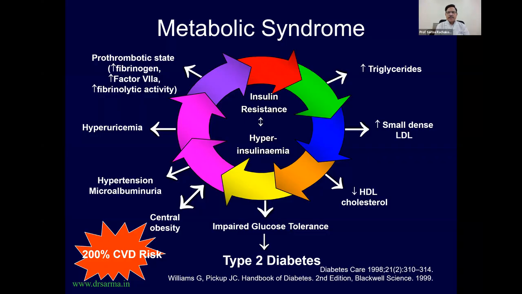First, triglycerides, increase in the SLDL, decrease in the HDL, impaired glucose tolerance, that leads to type 2 diabetes, central obesity, 200% CVD risk, hypertension, microalbuminuria, and hyperuricemia, prothrombotic state, increase in the fibrinogen, increase in the factor 7A, increase in the fibrinolytic activity. All these will lead to cardiovascular disease, metabolic syndrome.